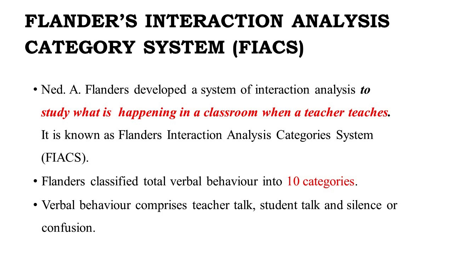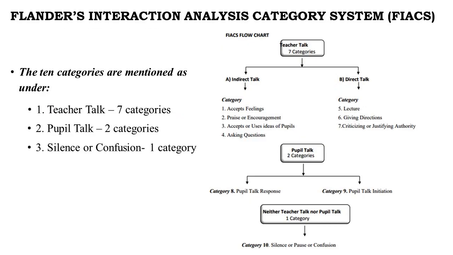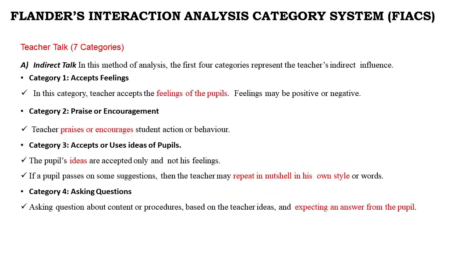Verbal behavior comprises teacher talk, student talk, and silence or confusion. The 10 categories are mentioned as under. 1. Teacher talk, 7 categories. 2. Pupil talk, 2 categories. 3. Silence or confusion, 1 category. Meaning of various categories. 1. Teacher talk, 7 categories. A. Indirect talk. In this method of analysis, the first 4 categories represent the teacher's indirect influence.